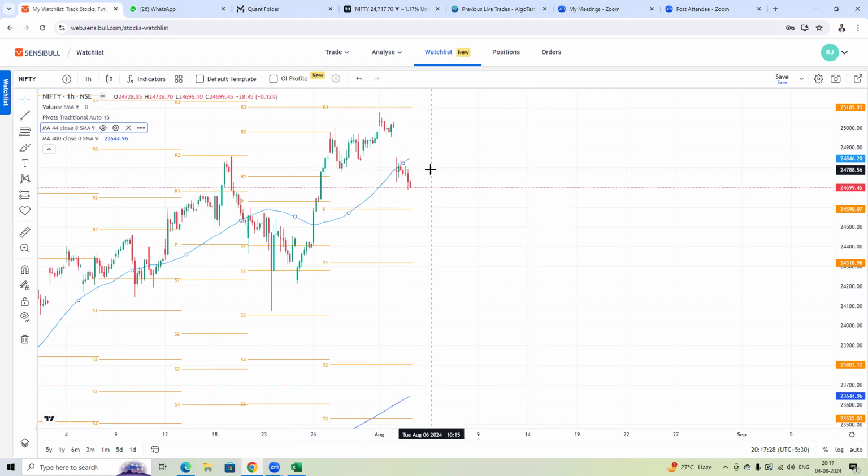Don't wait, don't keep it till the end, till it is breaking. You got the 1:2, 1:3 reward, that is the exit.